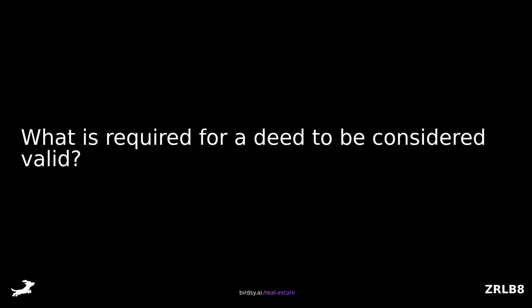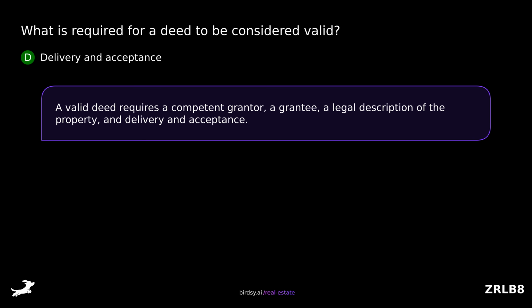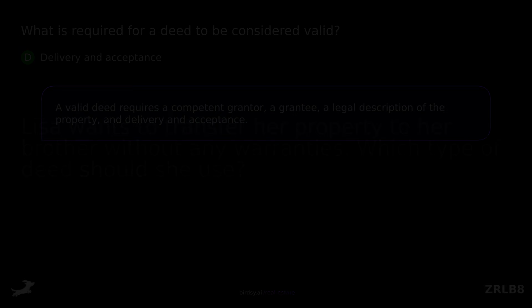What is required for a deed to be considered valid? Is it A, a notary public's signature, B, a witness signature, C, the title insurance policy, or D, delivery and acceptance? The answer is D, delivery and acceptance. A valid deed requires a competent grantor, a grantee, a legal description of the property, and delivery and acceptance.